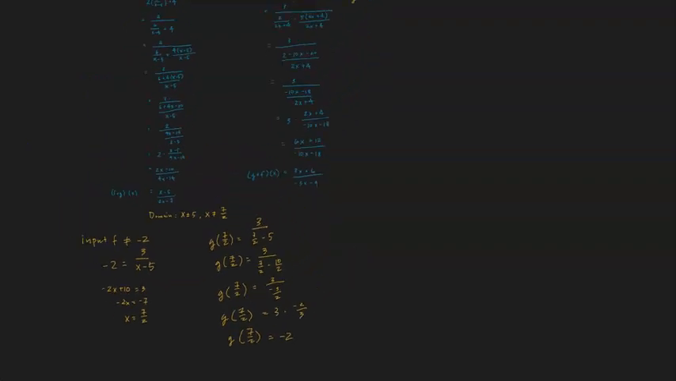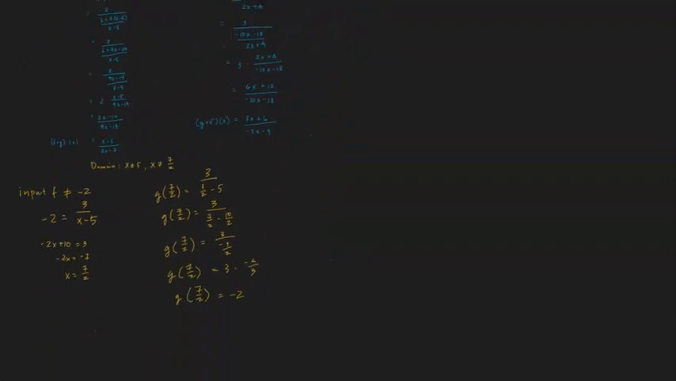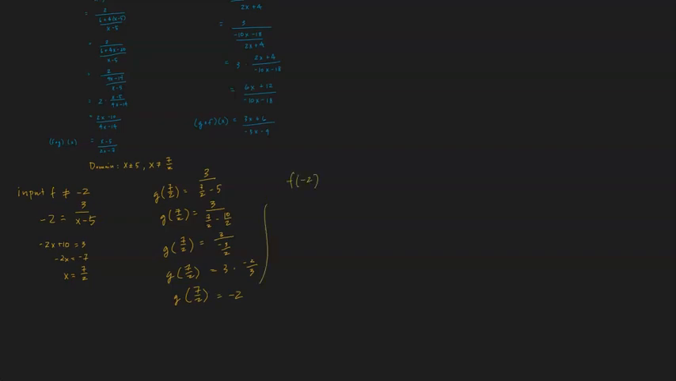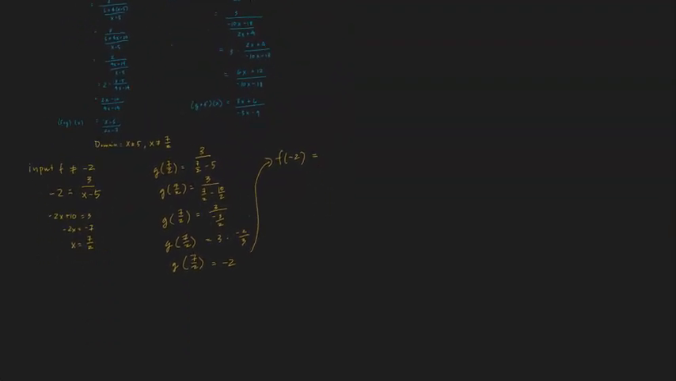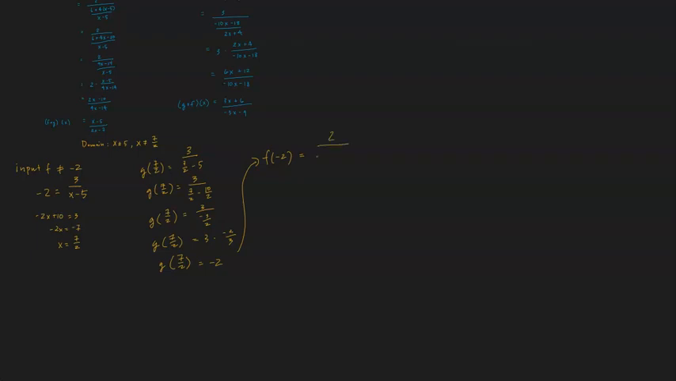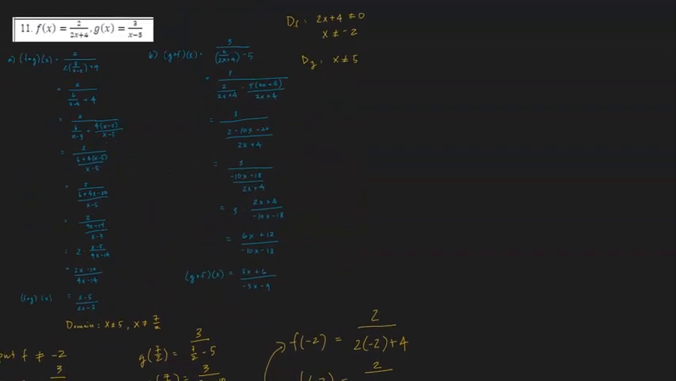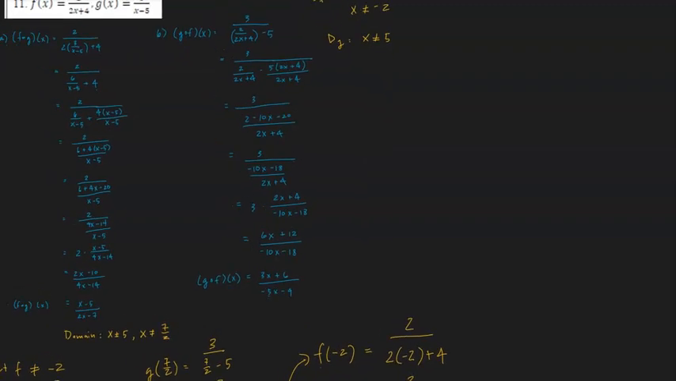Now I'm going to take that and put it into f of x. So f of negative 2 is going to be equal to 2 over 2 times negative 2 plus 4, and f of negative 2 is equal to 2 over 0, which makes it undefined. So that checks out. Okay? Now, let's go ahead and do B.